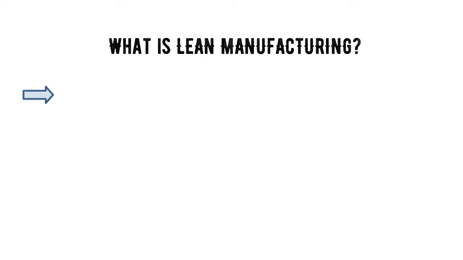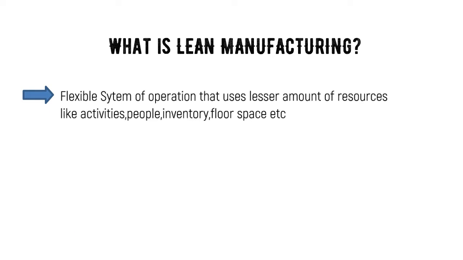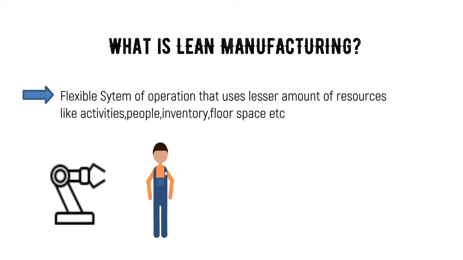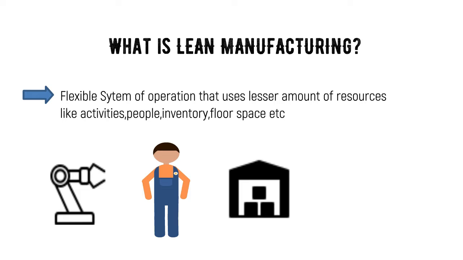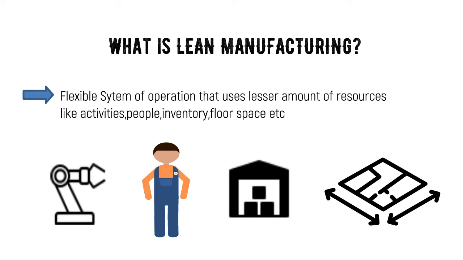Lean manufacturing is a flexible system of operation that uses considerably lesser amount of resources like activities, people, inventory, floor space than a traditional system of manufacturing. Because we are eliminating waste in a lean system, we are able to work with less amount of inventory, less amount of manpower, and less amount of floor space.